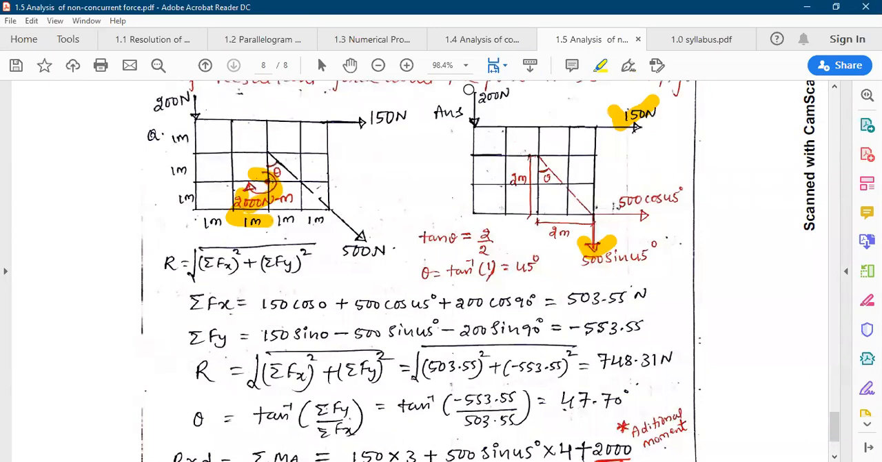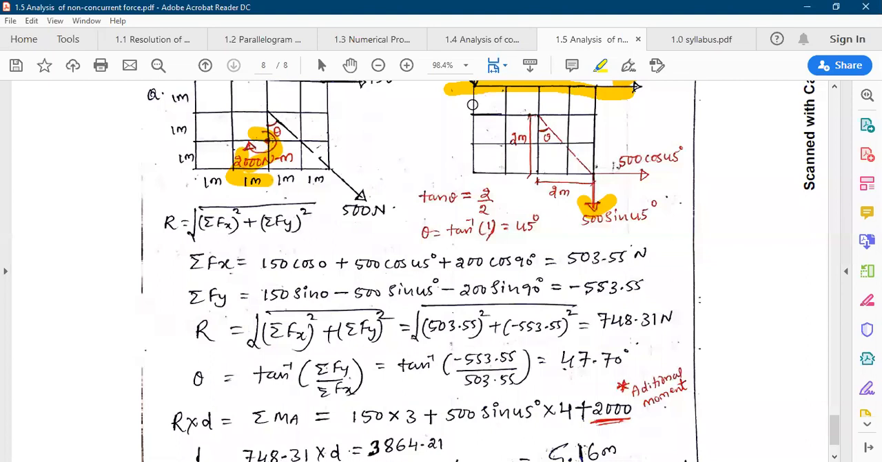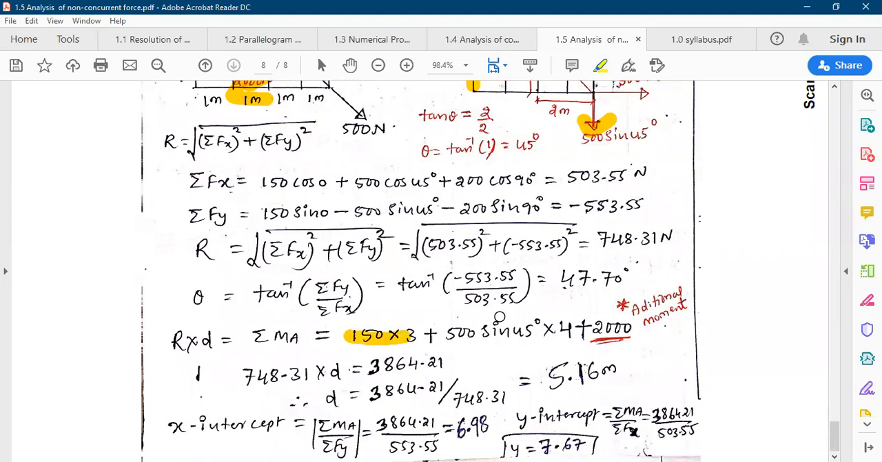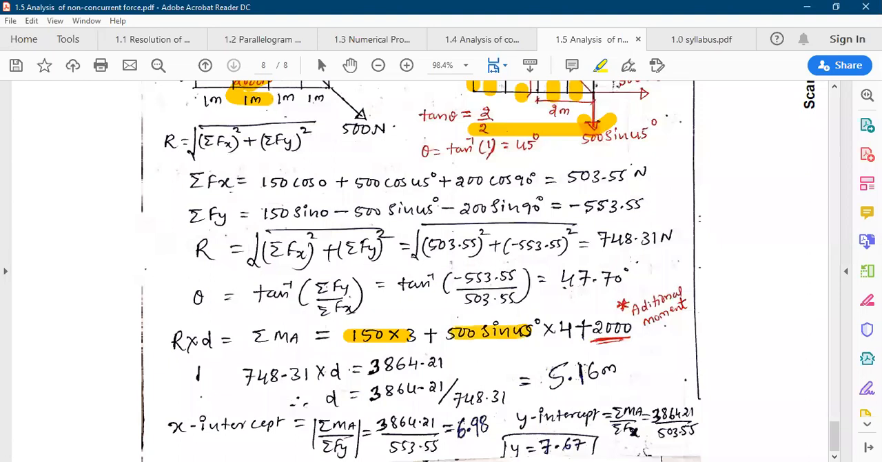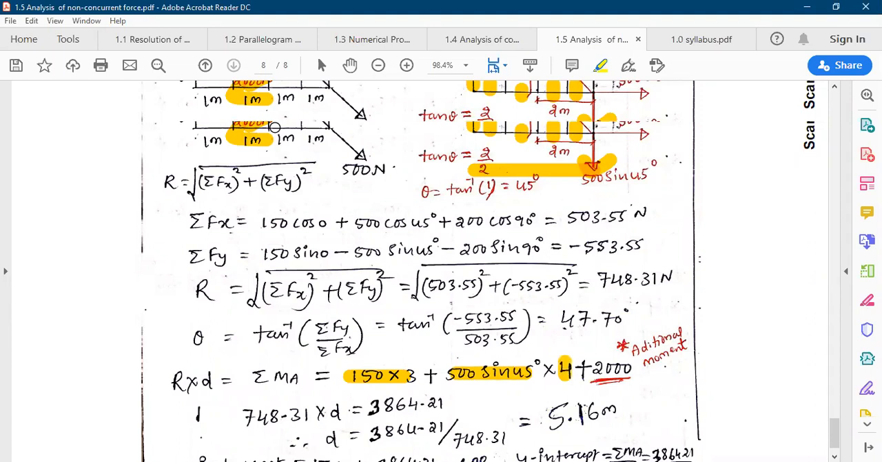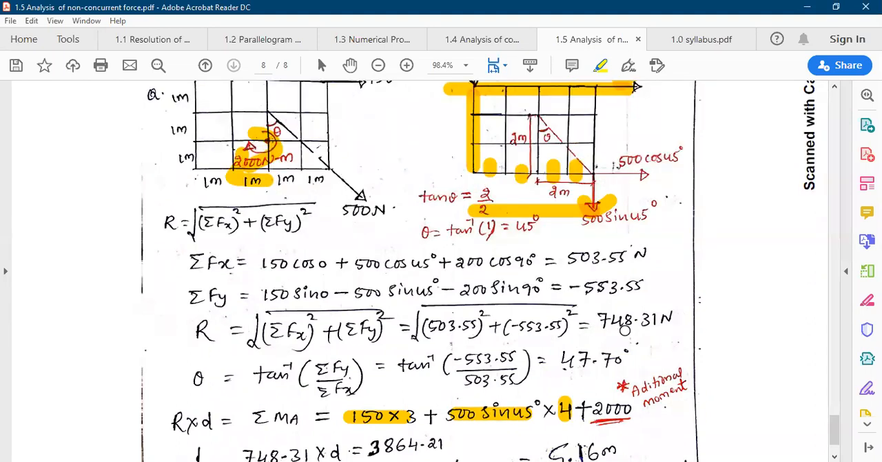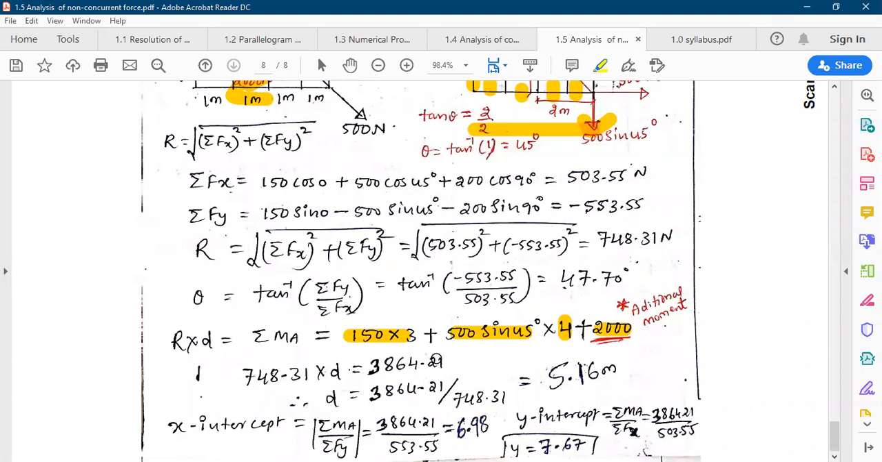Calculating the moment of force due to 150 Newton: 150 multiplied by 3, the perpendicular distance of 3 boxes, so 150 into 3. Similarly, 500 sin 45. From here to here the distance is 4 boxes, 1, 2, 3, 4, so 4 meters, right? It is creating a clockwise moment. So 500 sin 45 multiplied by 4 plus one additional moment, that is 1000 Newton meter. Adding these, we get the summation as 3864.21. Then divide by the magnitude of the resultant force to get the position of the resultant force.